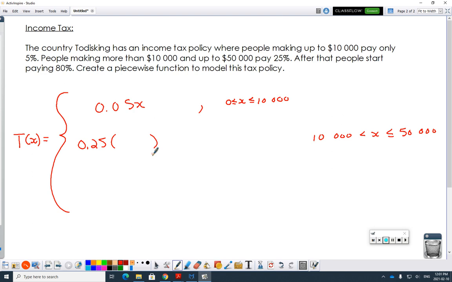Grace, what do you like here? X minus 10,000. Take whatever you made and subtract 10,000 off it, because you're not paying 25% on all that stuff. So this is X minus 10,000.